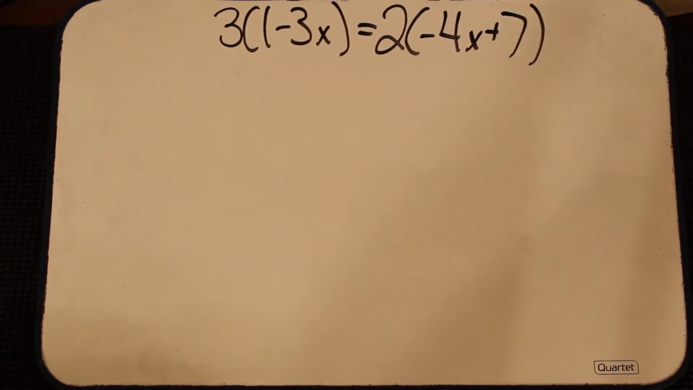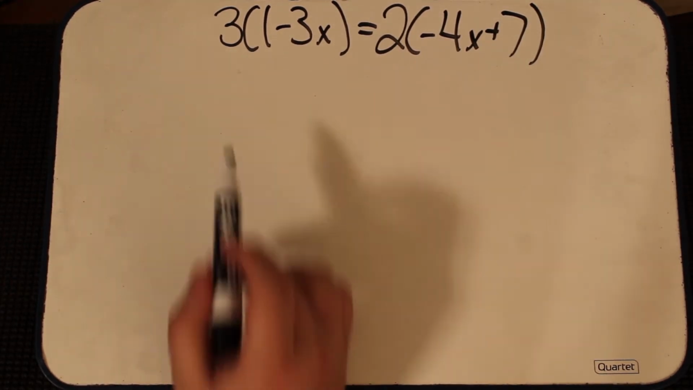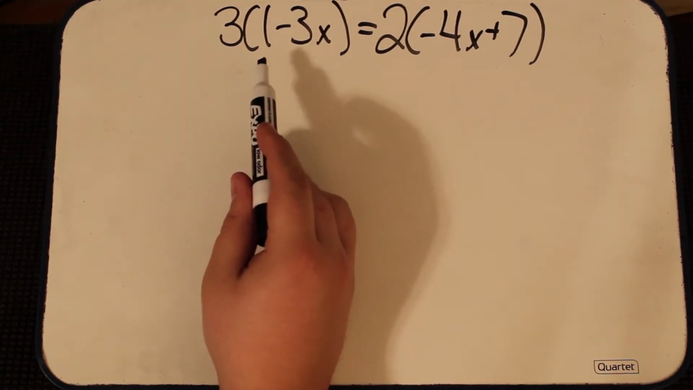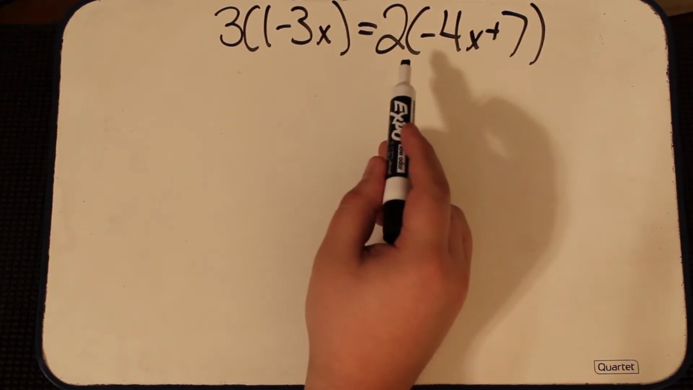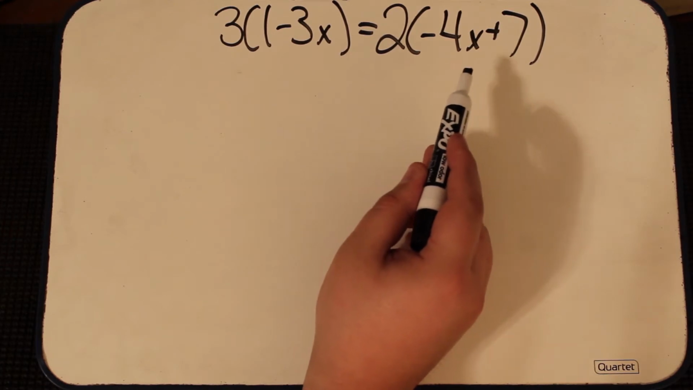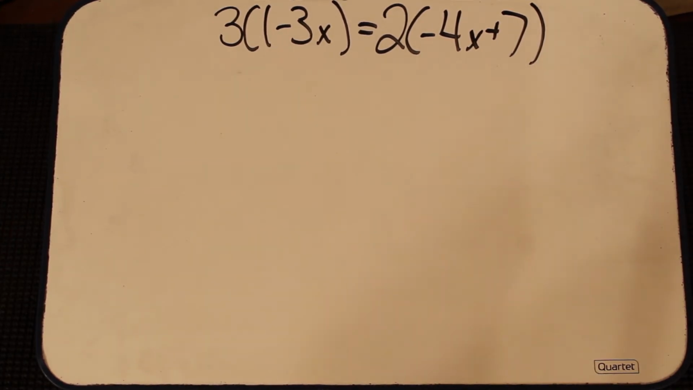This equation here encompasses everything that we've done so far, at least in the equation section of what we're doing. We have 3 times the quantity 1 minus 3x, equals 2 times the quantity -4x plus 7. There's a lot going on here. There's a lot to unpack, so let's go ahead and work through this.